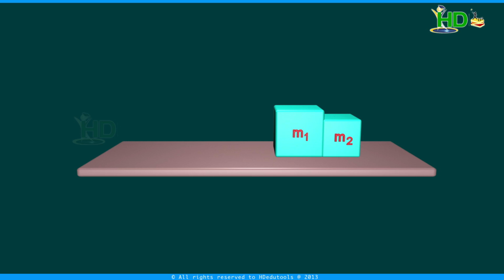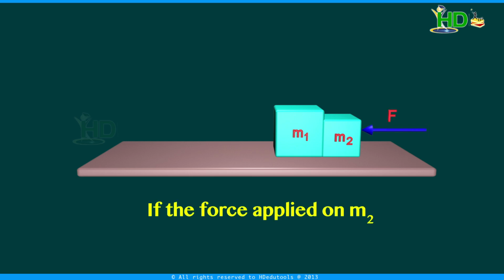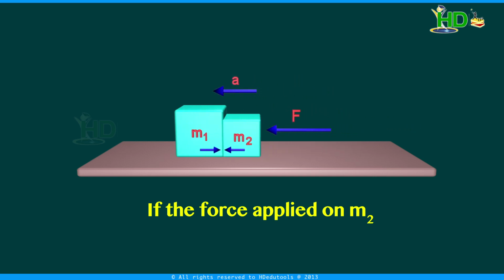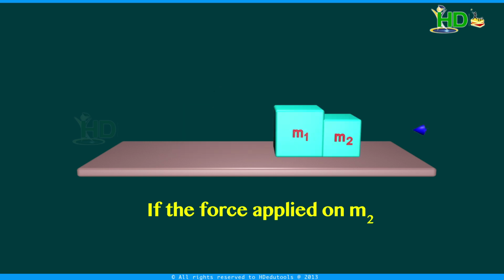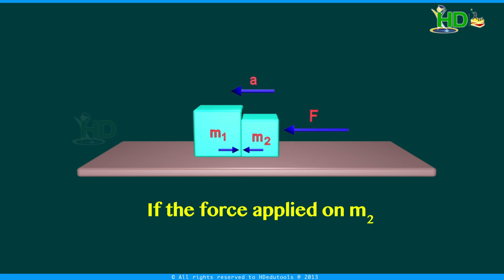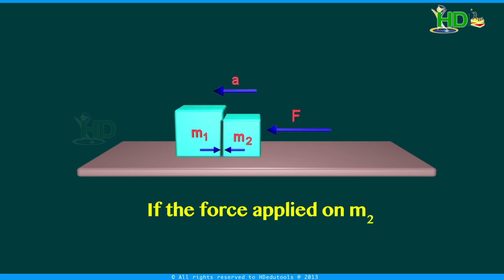Suppose in the same problem, we consider the force is applied on m2. In this case the acceleration a equal to F by m1 plus m2. Because of this force, the system will move in this direction with acceleration a. Again, at this surface, a contact force is developed due to m2 on m1 as well as due to m1 on m2, and it is written as m1 into a. This is equal to m1F divided by m1 plus m2.